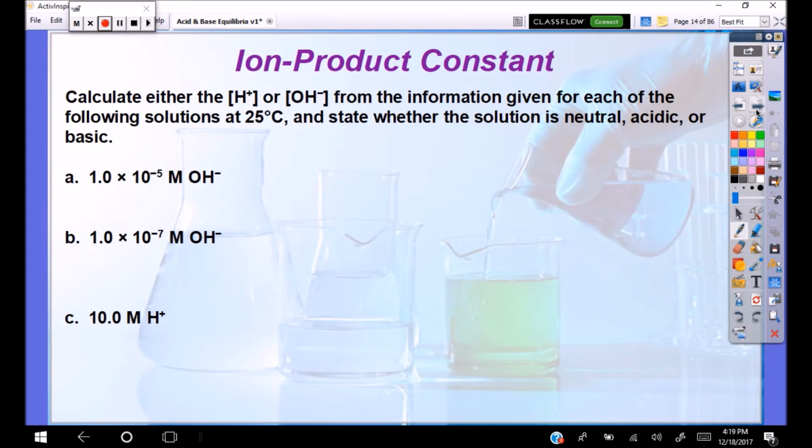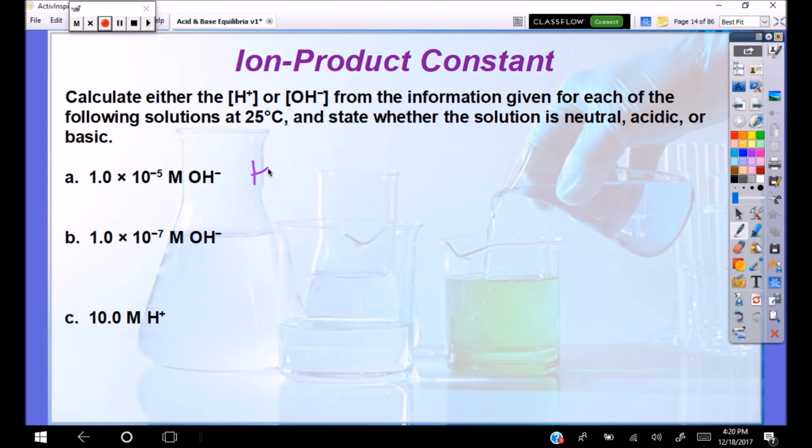Okay. So the ion product constant. So they want us to calculate H plus and OH minus from the information given for each and state whether the solution is neutral, acidic, or basic. Ooh. All right, so we'll do the first one together, and then the other two I'll have you do on your own. All right, so here's my deal.